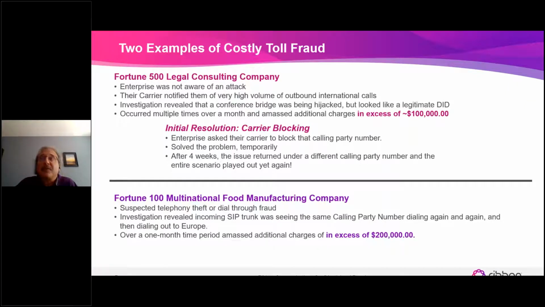Second example, a Fortune 100 multinational food manufacturer. They suspected they had some telephony theft going on, and the problem they were seeing was something called dial-through fraud. Their investigation revealed that an incoming trunk was repeatedly seeing traffic from the same caller party number over and over again. But it was getting into their system and then dialing back out to Europe. Clearly, someone was coming into their system but had access to dial out. They lost approximately $200,000 over a one month period before this was determined.